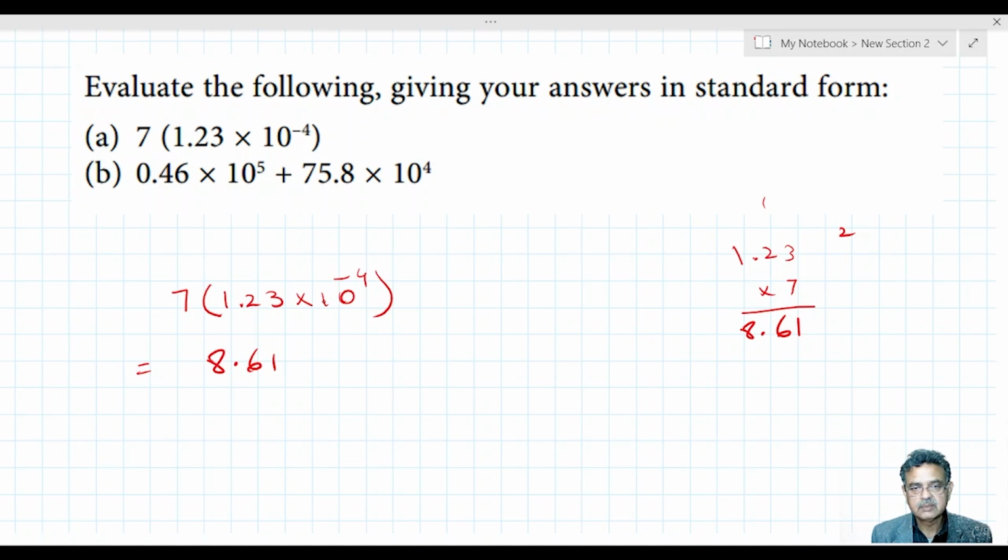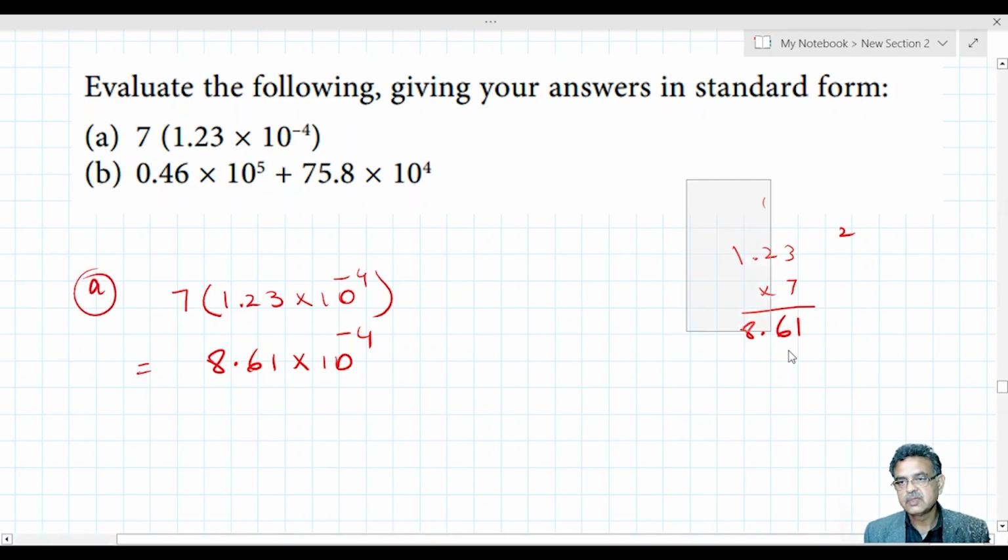Do we need to multiply 7 with this 10 as well? No, because they are multiplied with each other throughout. If there is a sign of addition, then we would have multiplied. So this will be 10 power minus 4. Okay, this is part A.